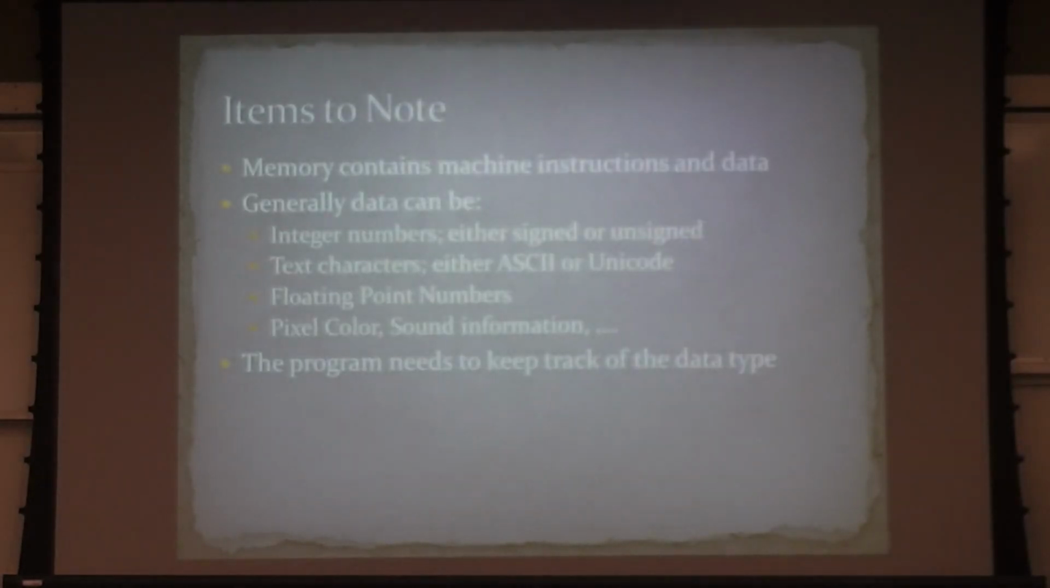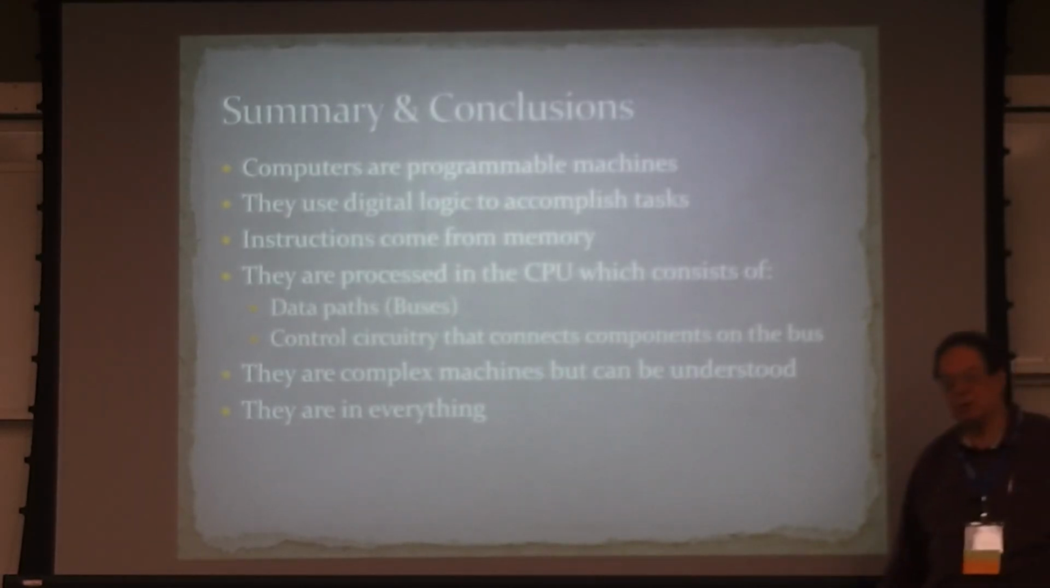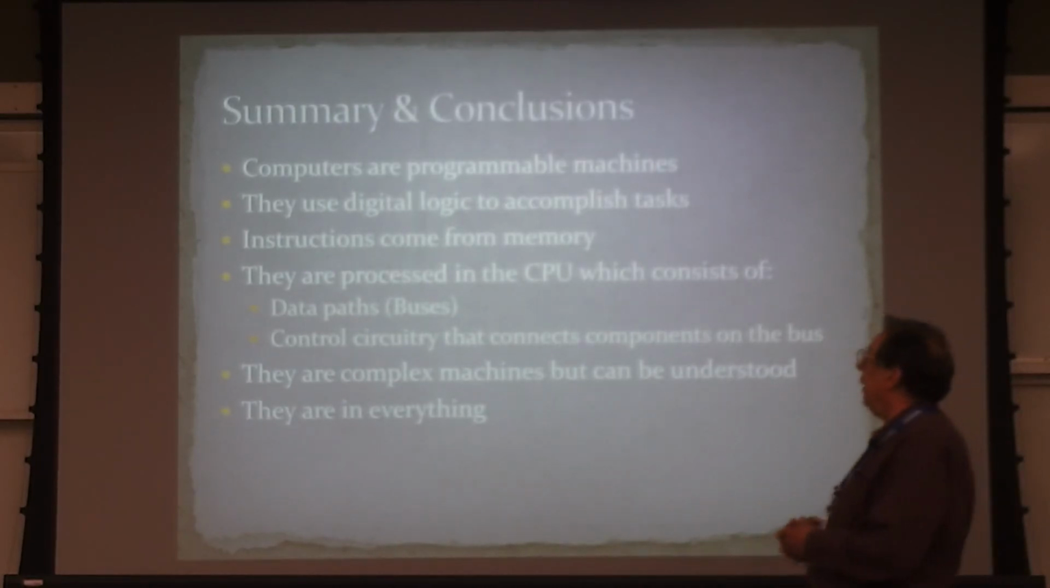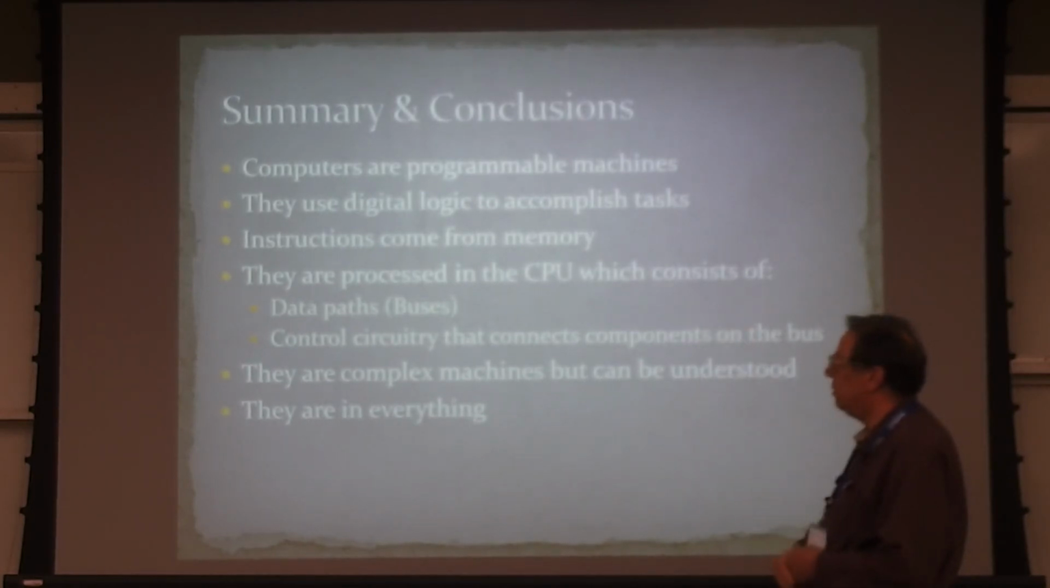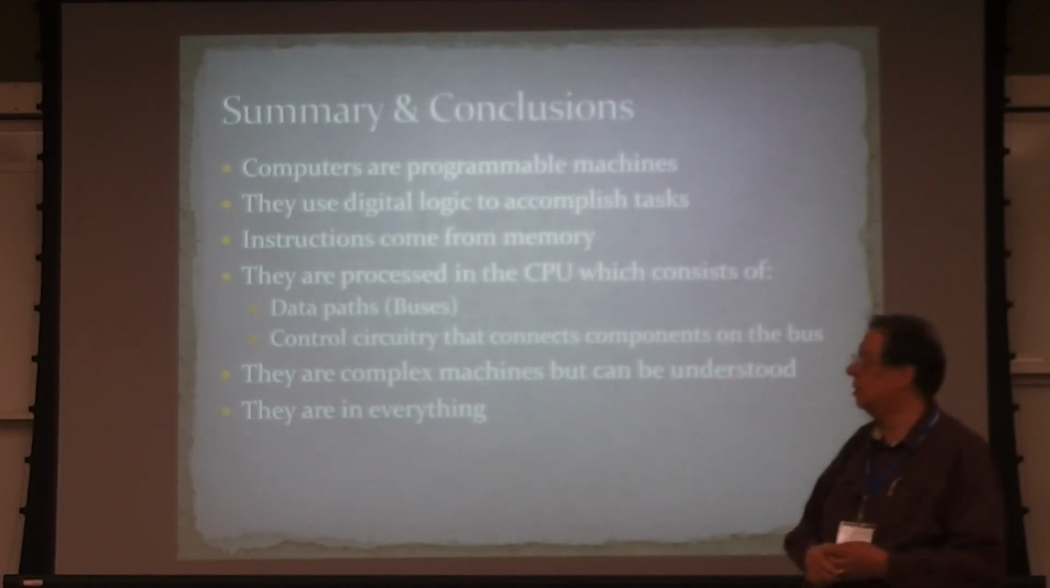So, let's see, we got a couple of minutes left. Memory can contain instructions or data. Data could be integers or numbers or other kinds of things. The program has to keep track. Computers are really neat. They're programmable machines. They use digital logic. What does digital logic consist of? Ands, ors, nots. Okay. They accomplish tasks. The instructions come from memory. They're processed by a CPU that consists of a data bus and control circuitry. They're complex machines, but we can understand them, and they're in everything.